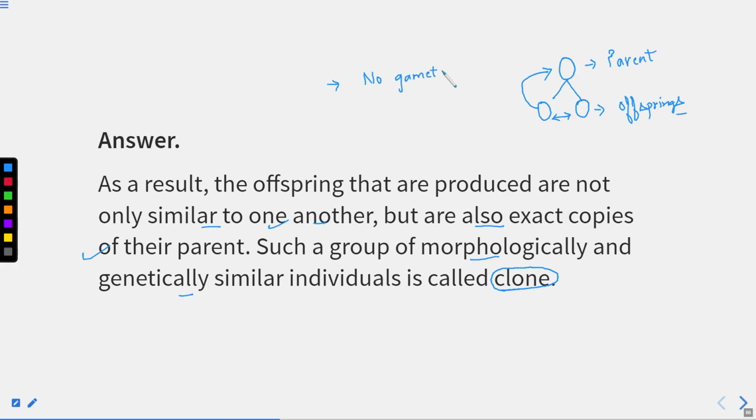There is no fusion of gametes and only one parent is involved. Because of that, there is no mixing of the genetic material. So the offspring formed are exactly similar to the parents.